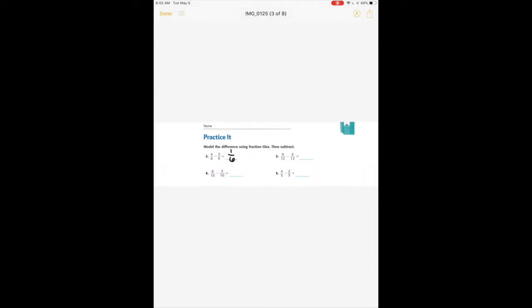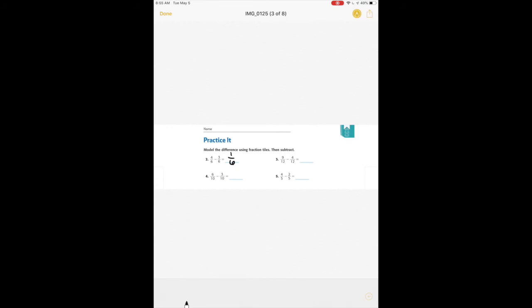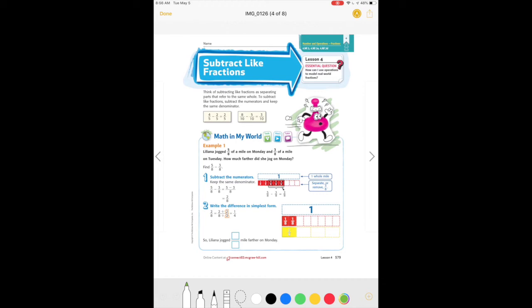Remember, these are all the pages we do together. So the answer to this is 5/12. All right, try and do 4 and 5 on your own. Pause the video, do 4 and 5 on your own, and then we are going to jump into doing subtracting like fractions using algorithm.